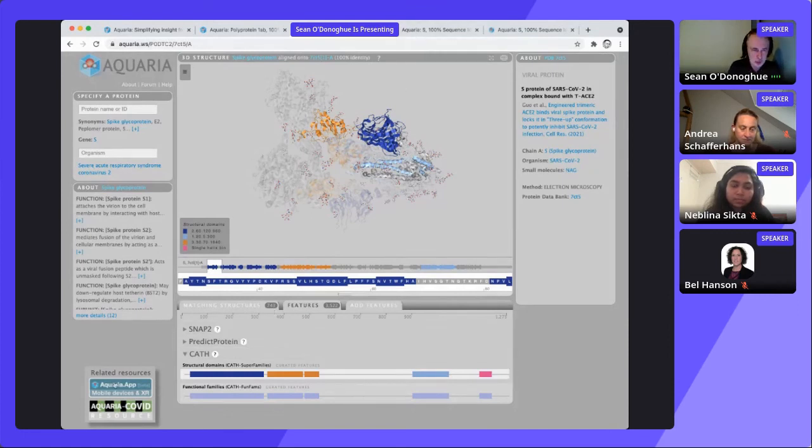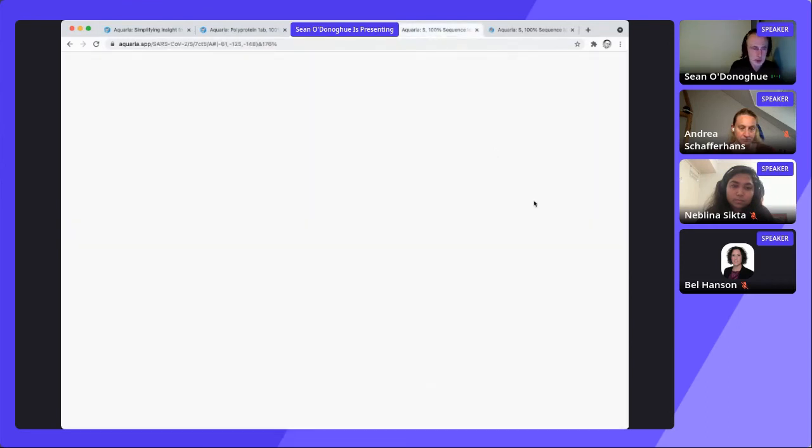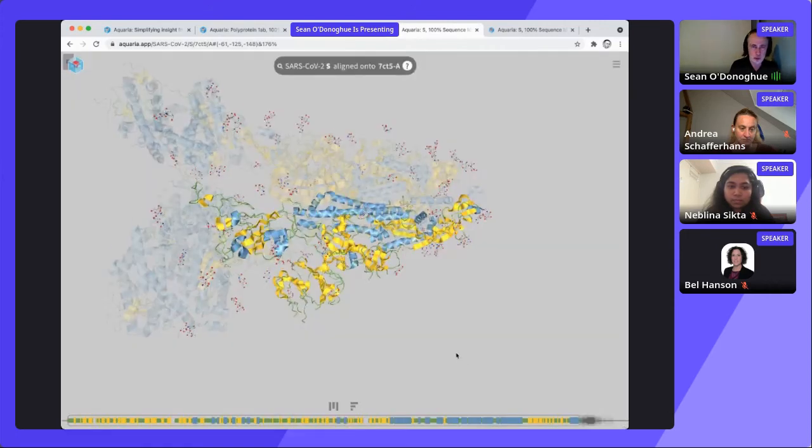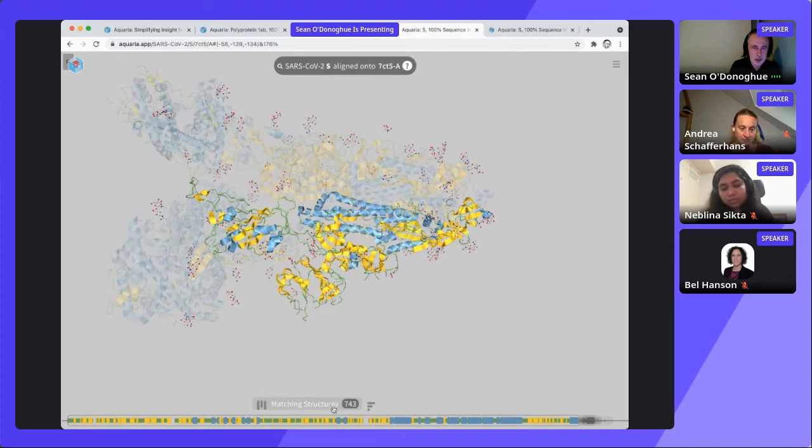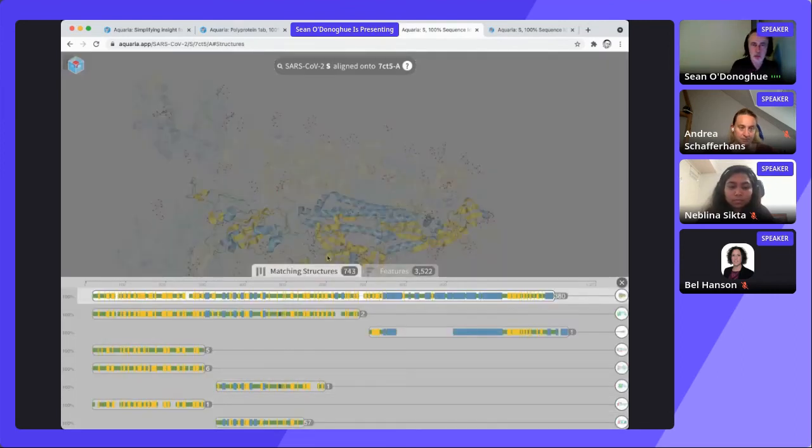I did want to also draw your attention to one more thing, which is this link out here to our new beta version of Aquaria.app, which is the new version that Neblina mentioned. This is redesigned to make better use of screen space, particularly for small devices. We still have essentially the same functionality, like the matching structures portion is available. By clicking on these tabs, they expand and you can access all the matching structures.